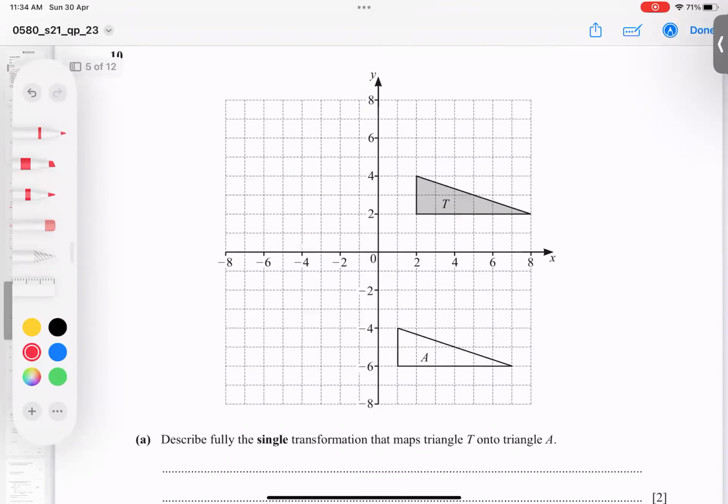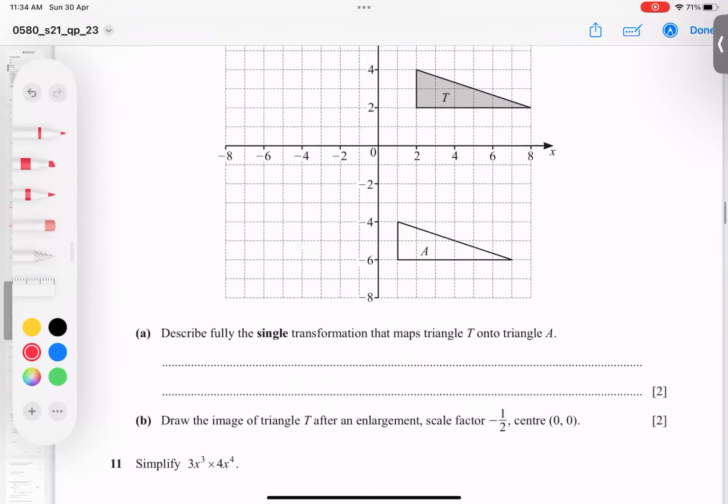Question of transformation. He is asking, describe fully T onto A. Before onto is called object, after onto is called image. Because if you did not focus on this concept and you did it the reverse way, then you will lose 1 mark. Okay. So this is what is going on.